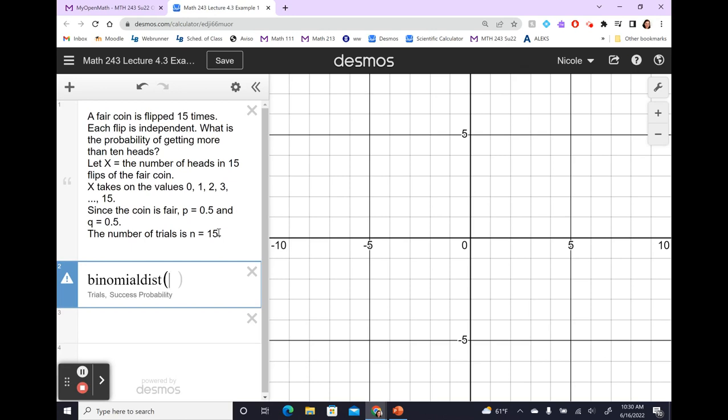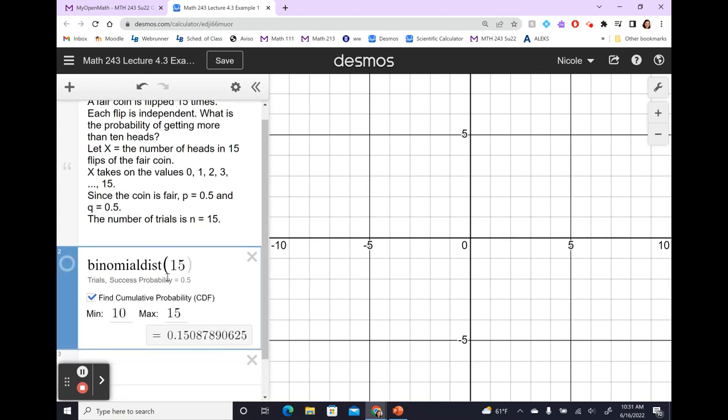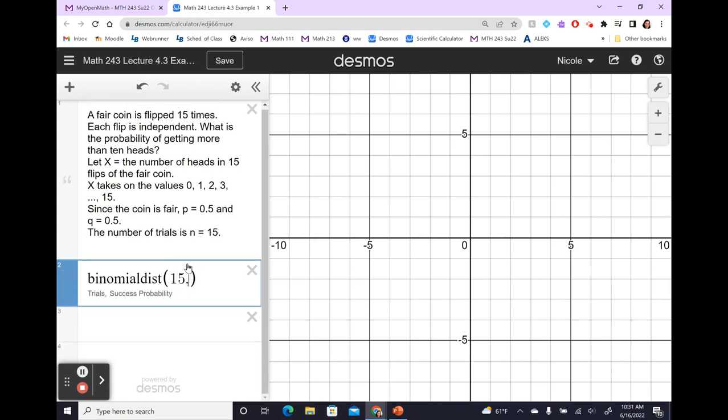When you type in the function binomial dist and you do a left parenthesis, it gives you some hints about what you should be typing in. The first thing it says is trials, and then the second thing it says is success probability. So in our case, we're flipping the coin 15 times, so we put in 15 for the number of trials. And our success probability is a half because it's a fair coin, so 0.5. So we put that in, and that's our binomial dist.